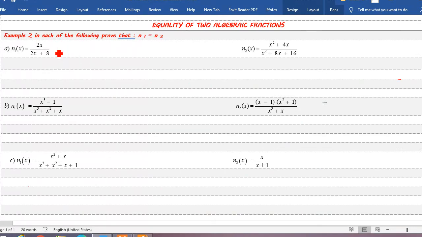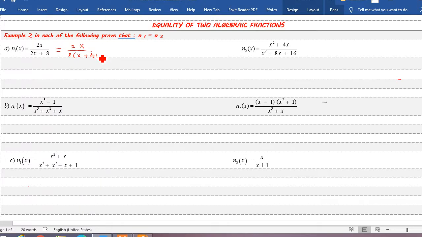Example 2. In each of the following, prove that n1 equals n2 if n1 of x equals n2 of x and the domain of n1 equals the domain of n2. First, make the factorization of the denominator and numerator of n1. It will become 2 over x. Take it to common factor. It will become x plus 4. Make the factorization of the denominator and numerator. It will become 2x over 2 times, taking the common factor 2. 2x divided by 2 becomes x plus 4.